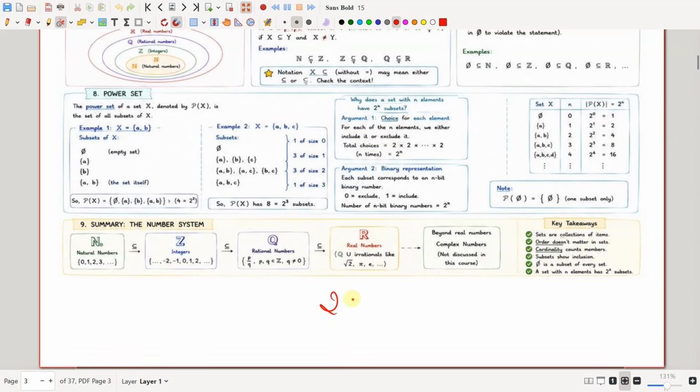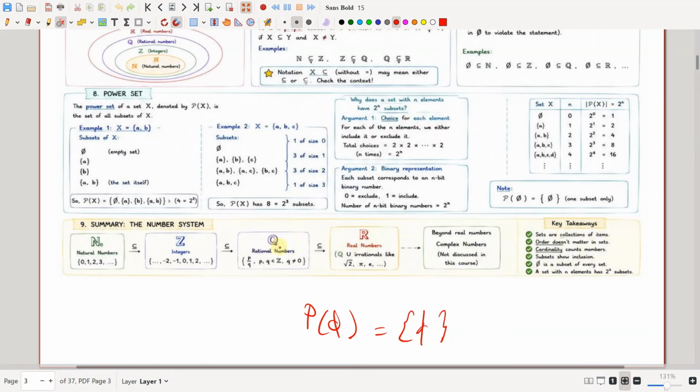So we do this argument, we are getting 2 power n. Okay, and see here, P of empty set. The power set of empty set will have only one subset, which is again the empty set.